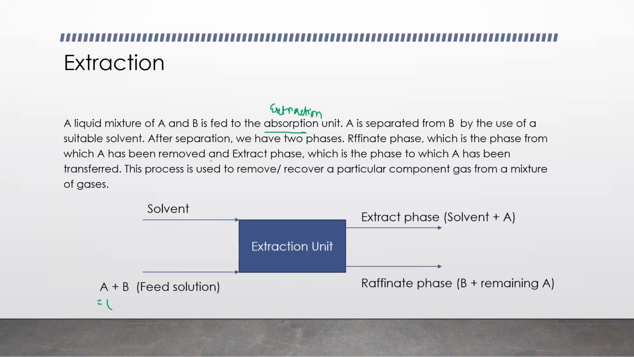So again, it is separated by a suitable solvent. The phase which is rich in A after separation is known as the extract phase, while the phase which is rich in B, that is the inert, or the component towards which the solvent does not have enough affinity, is known as the raffinate phase. So two phases: one is the extract phase, the other is the raffinate phase. It is again used to remove or recover a particular liquid component from a mixture of liquids. So that is your extraction unit.